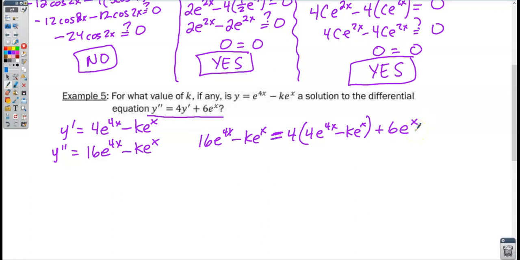All right. And now let's see, do I have everything set up right? Y double prime equals 4y prime plus 6e to the x. Okay, now it's calculating time. On the left-hand side, there's not really anything for me to do right now. I distribute the 4 on the right-hand side.